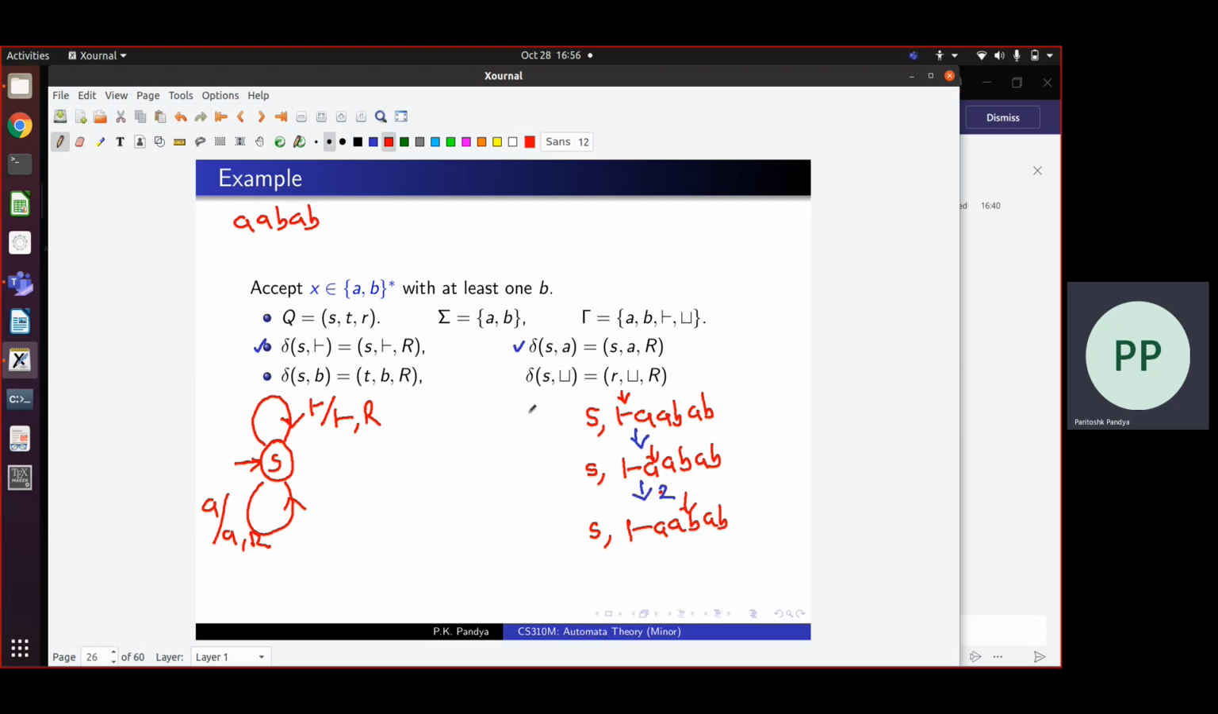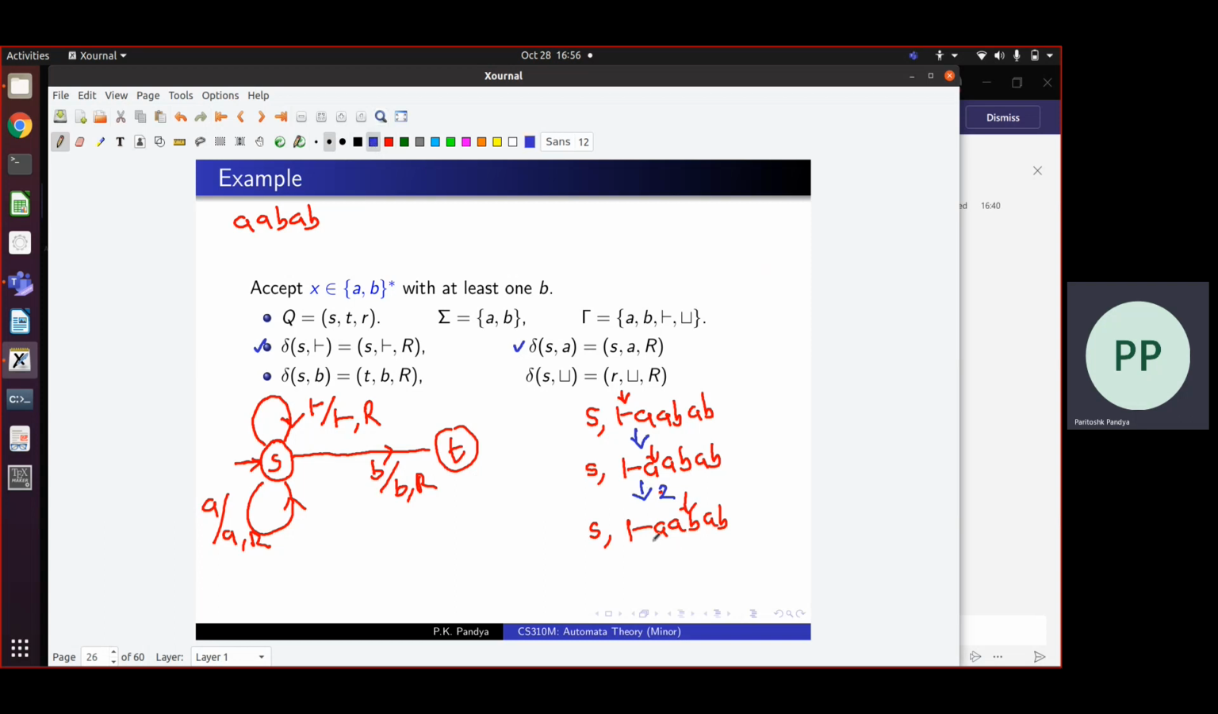And now something interesting happens. What should we do in state S once we encounter B? See, we are trying to recognize a language which contains at least one B. So what I will do is on reading a B, I will rewrite it as B, move one step to the right, and I will go to the accepting state. Now this is the accepting state, so the Turing machine will finish its business.